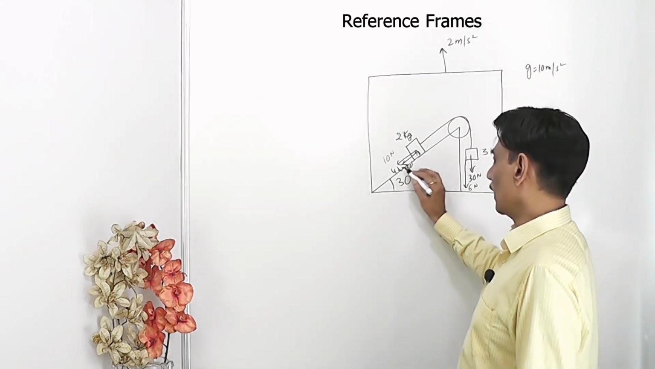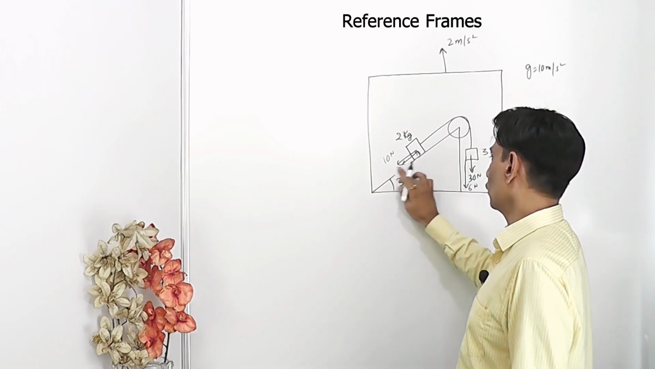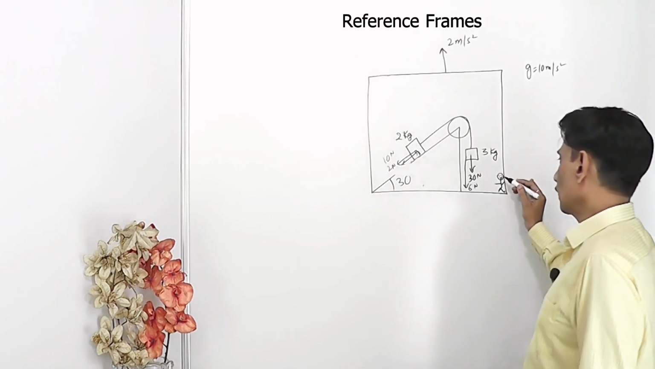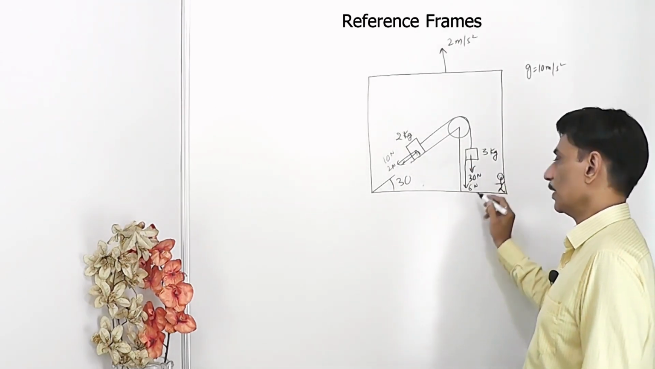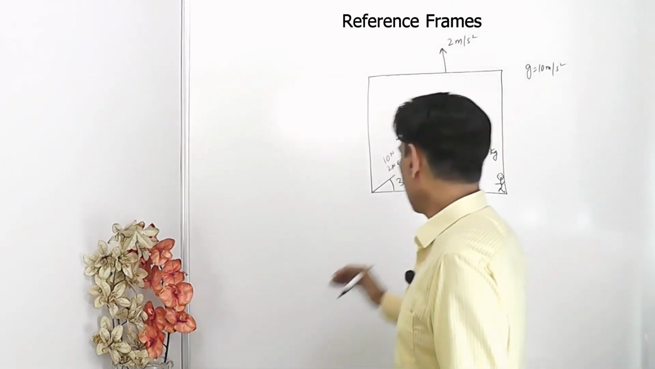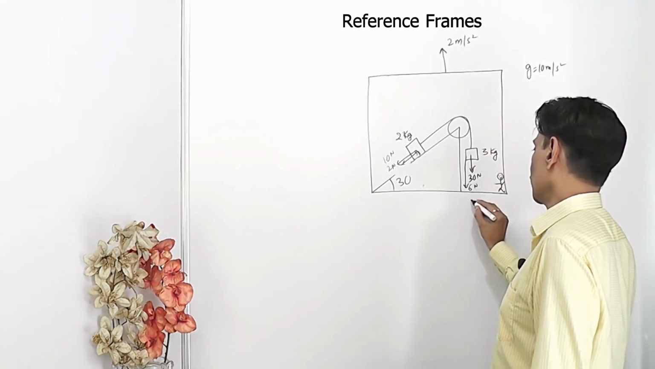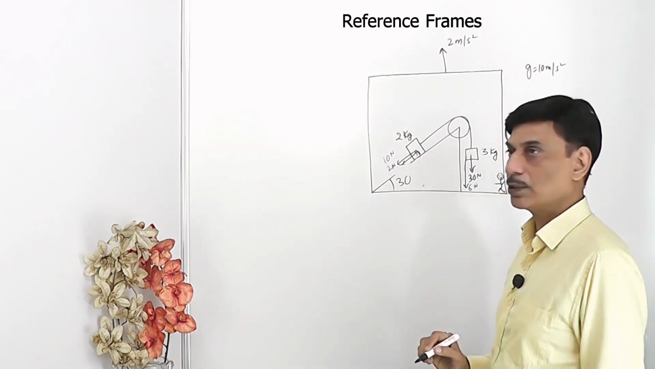4 sin 30, that is, sin 30 is once again 1 by 2. So this makes 4 into 1 by 2, that is 2 Newton. So now this person has drawn the real forces, and he has taken into consideration the pseudo forces also. Along the string this way, he finds that 30 plus 6, 36 Newton is acting this way, and this way 10 plus 2, 12 Newton is acting this way.